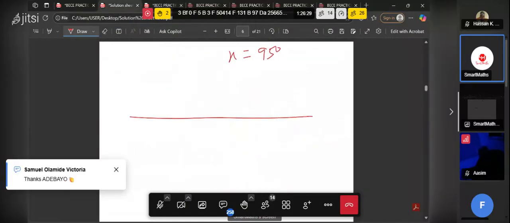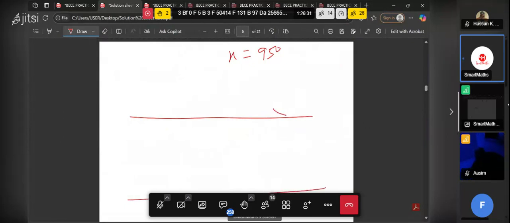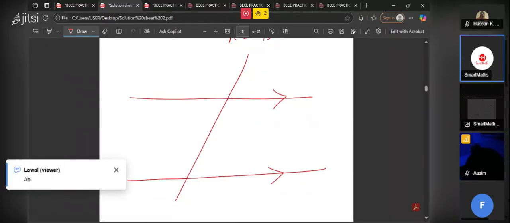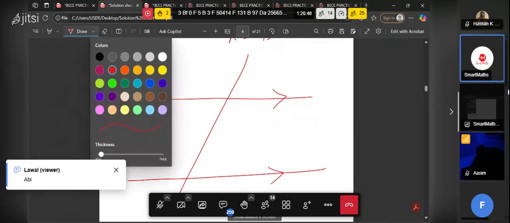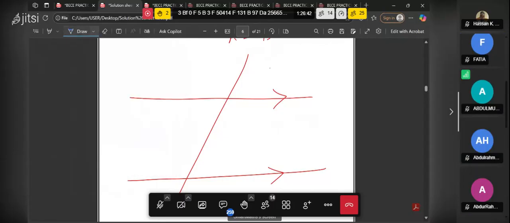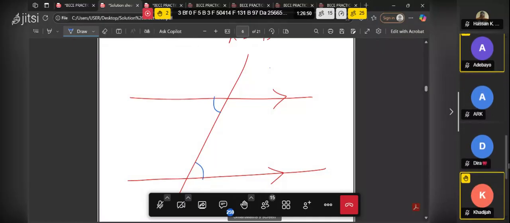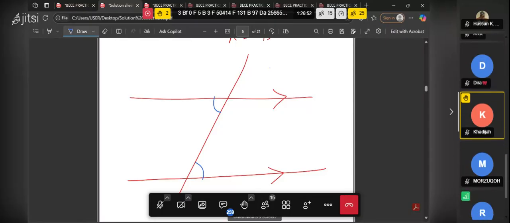When you have two parallel lines like this, we now have a transversal crossing it. This is the transversal. So we can come up with different angles. We have this angle here and this angle here. These two angles are alternate because they form a Z. I'm going to prove that to you.